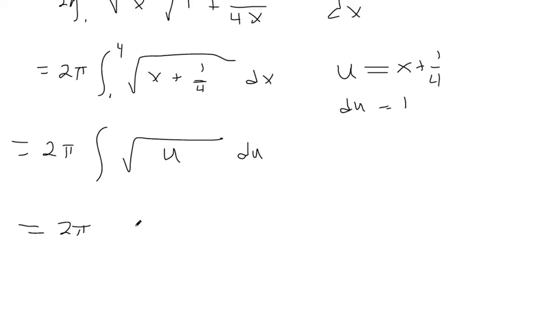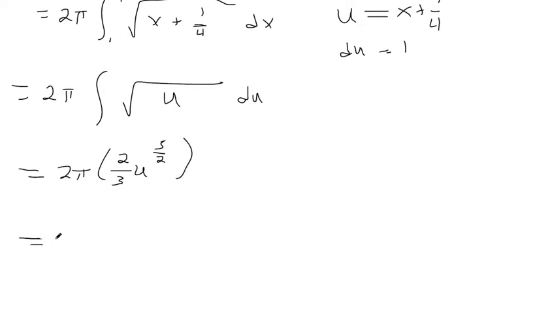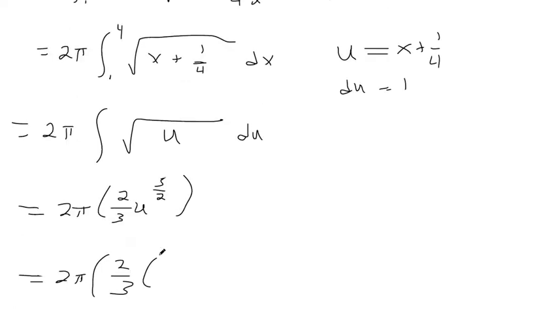That's a 1/2 power, so the power is going to go up to 3/2. Then to compensate, we need to multiply by 2/3. That way the derivative would turn back into what we wanted it to be. But we need to evaluate this using our limits of integration. So I'm going to put this back in terms of x. We evaluate that from 1 to 4.